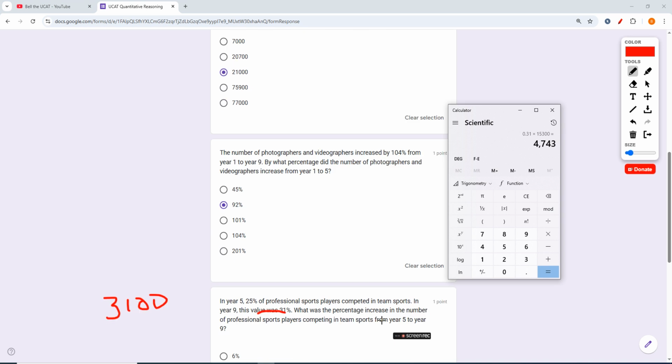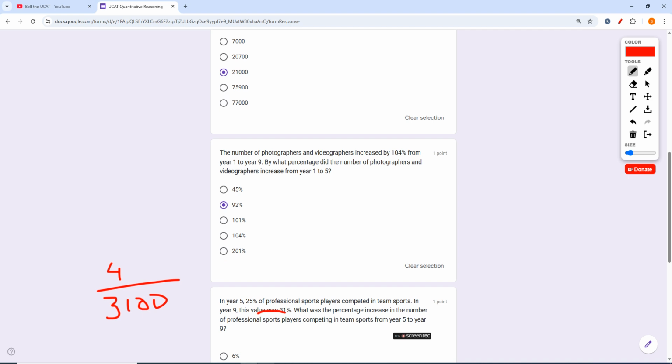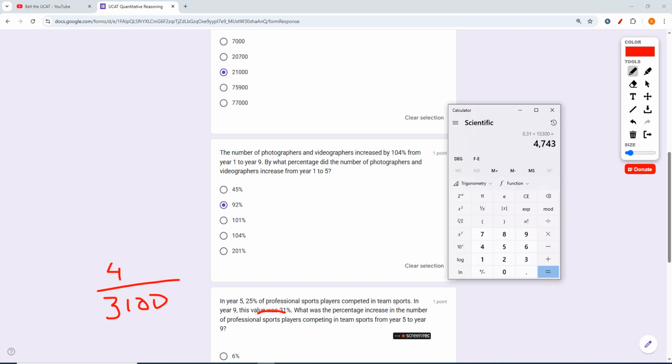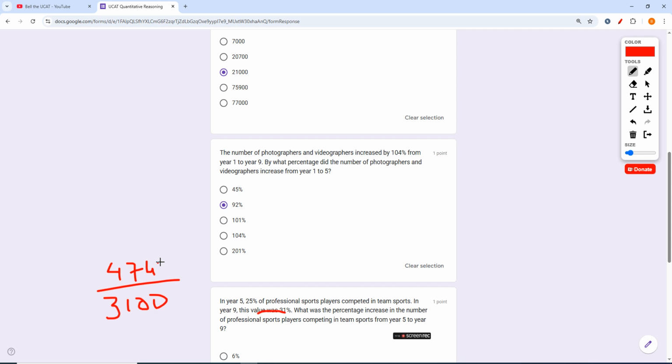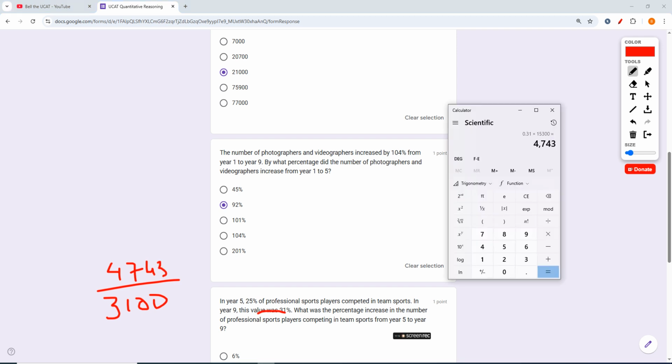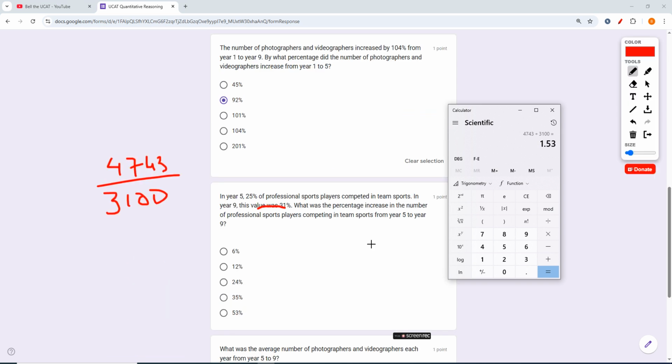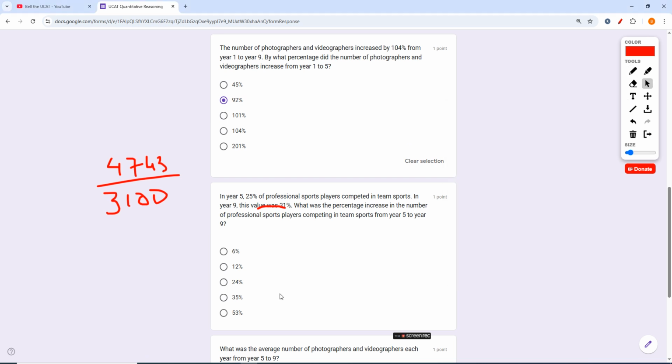4743 is what we got. What was the percentage increase? Okay, let's see, it's time to use a shortcut. So we've got 4743. Just divide: 4743 divided by 3100, 53%. Bang, got it. Ignore the 1. If you remember, I got 1.53, minus 1. The answer is 53%. Bang, speed maths again.